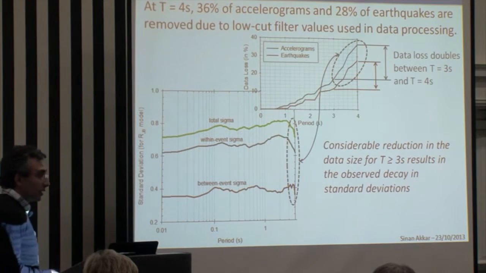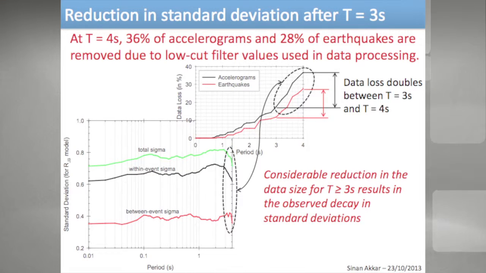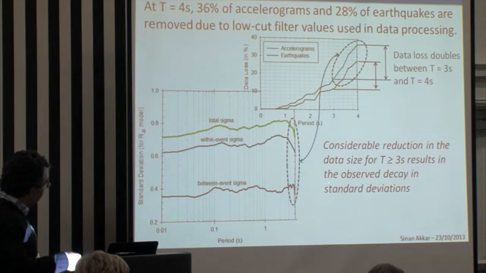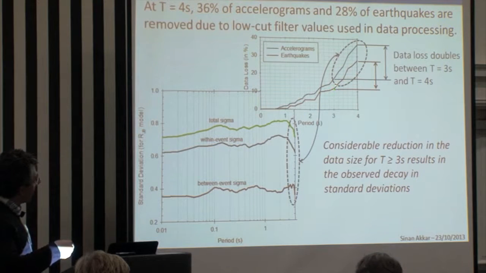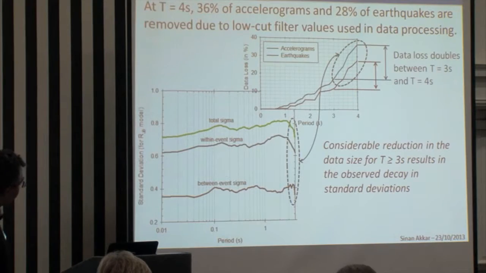The reason for this is that we're using the strict criteria that Julian Boehmer and I set for the usable period range, and that criteria essentially chops a lot of recordings after 3 seconds. So because of the data loss in terms of earthquakes and accelerograms for periods greater than 3 seconds, we're observing this drop in total sigma.